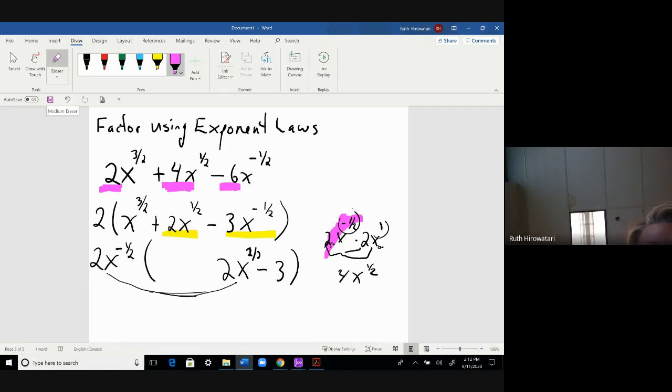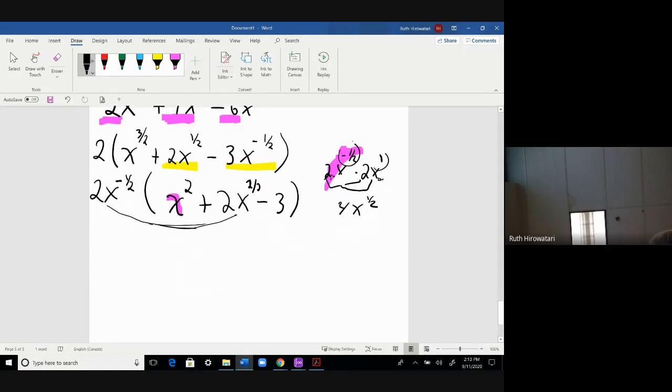So then what am I going to put here? When I took out the x to the 1/2, this is going to be x to the power of 2. How come? Because 2 plus negative 1/2 leaves me with 1.5 or 3/2. Okay, how else can I write this? Remember what a negative exponent means? It means it's in the denominator. All the rest of this x squared plus 2x minus 3, that's all in the numerator.